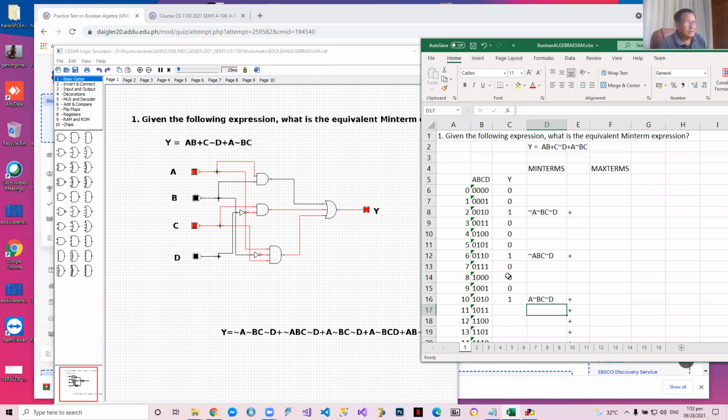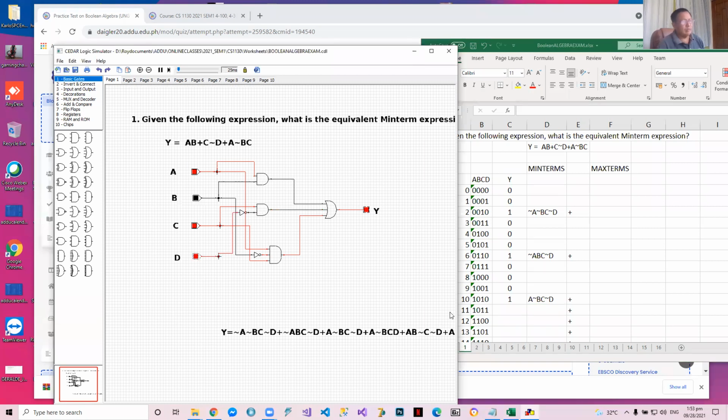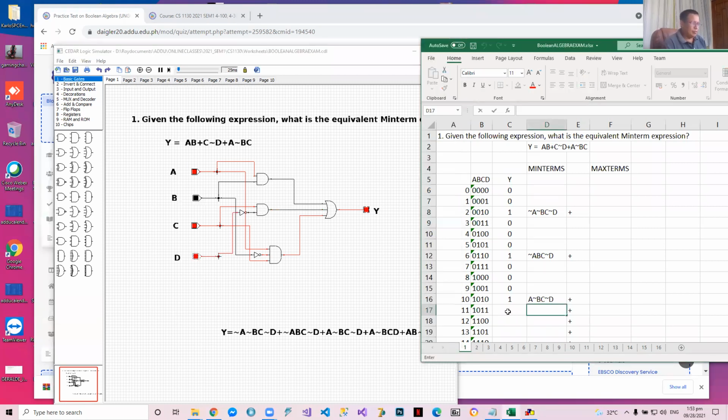Any questions so far? The next value is 1, 0, 1, 1. We pick it here and turn this into a red. It's also a min term, so we'll mark this as one. We'll have this as A, not B, C, D.